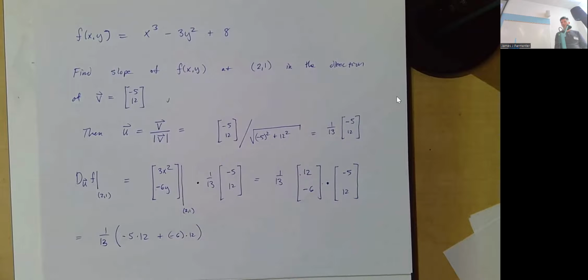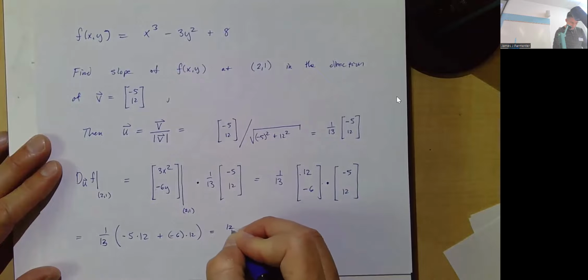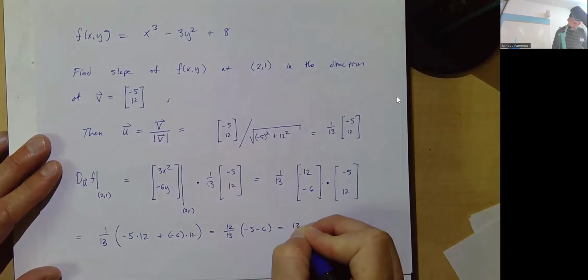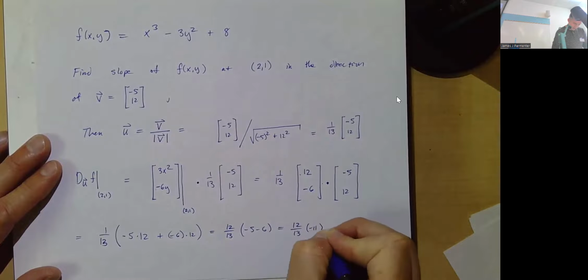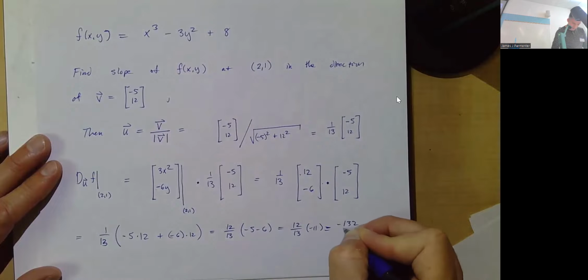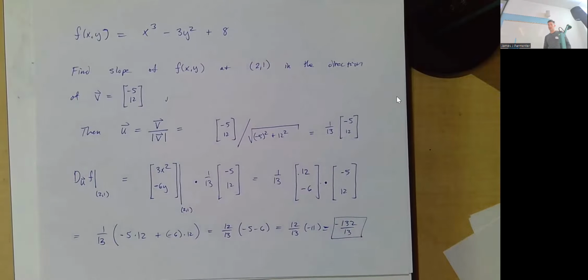Which I could do, right? -5 times 12 is -60, -6 times 12 is -72. Or I could just factor out the 12 first and write it as 12/13 times -5 minus 6, which is 12/13 times -11, which is 11 times 12 is 132, so -132/13. So slightly more steep than -10. Pretty steep. I mean, a steepness of 10, like you go over 1, up 10, or over 1, down 10.